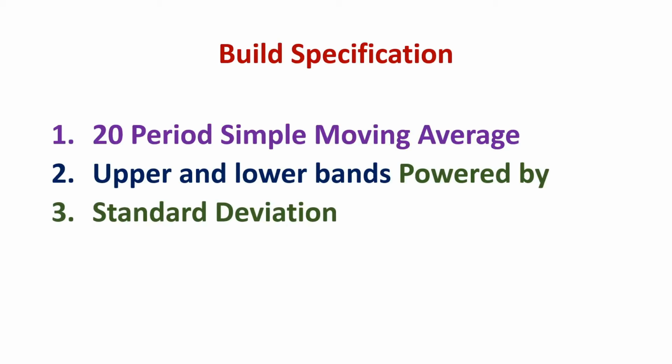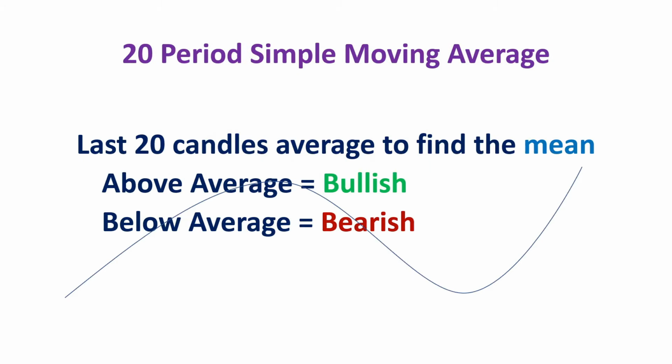So again, coming to the specification, Bollinger Bands are made up of three components. First is a 20 period simple moving average. The next are the upper and lower bands, which are powered by standard deviation. Let's see each of these in detail. The first is the 20 period simple moving average. It is nothing but averaging the last 20 candles' close price. That gives us the mean. Mean is basically the average.